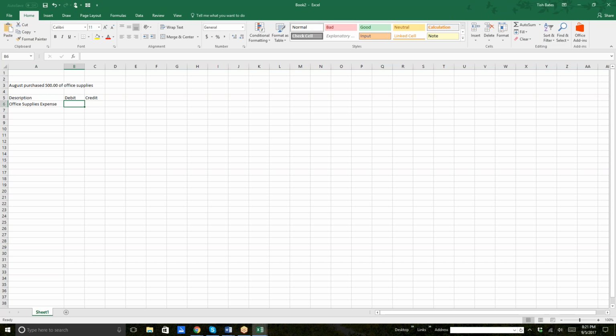Debit. Good. So we're going to debit $500 of office supplies expense, right? This is on which financial statement? Income statement or balance sheet? Income statement. Good. So this one hits the income statement.